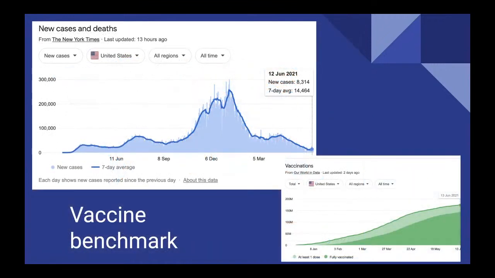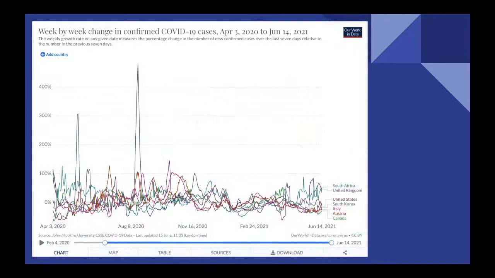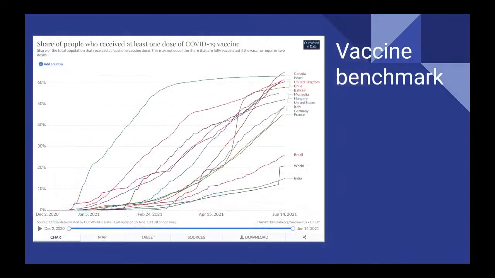Okay, so the next one is the United States. The new cases of COVID-19 are going down. The new case count is 8,000. Previously it was hitting over 200,000, but now it's only 8,000. That is a huge improvement. And the vaccination, yes, many people are getting vaccinated. This is the weekly change in confirmed COVID-19 cases. Okay, so let's go to the next one.